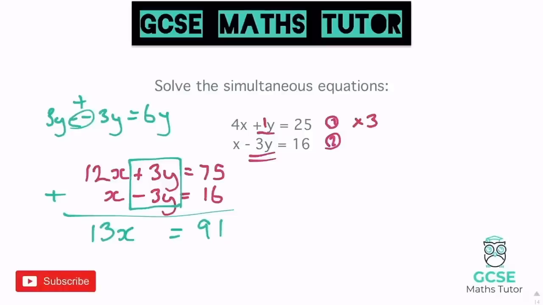Okay, so there is a little way of remembering those. If those symbols there are different, you add them together, and if the signs are the same, you're going to subtract them. Okay, but here we are, we have 13x equals 91.